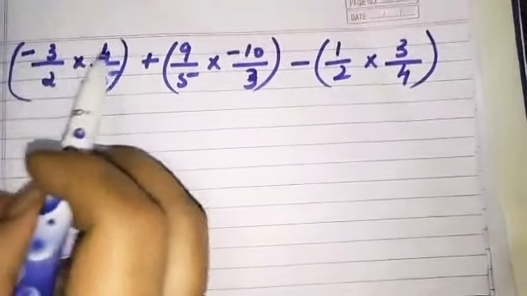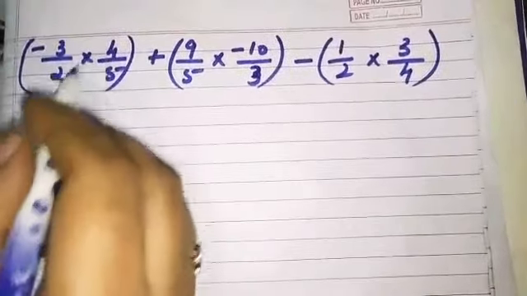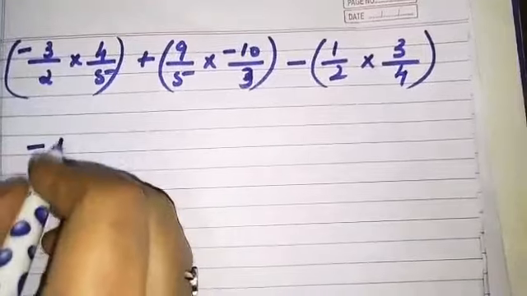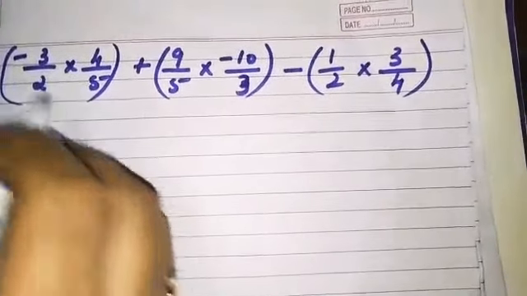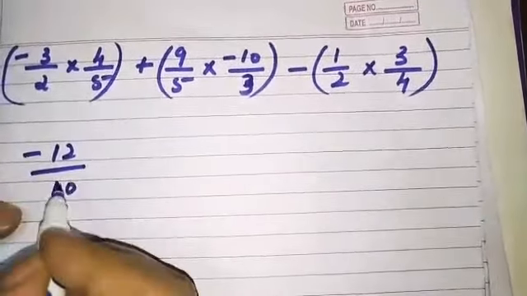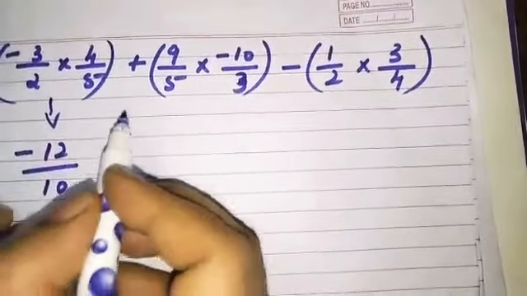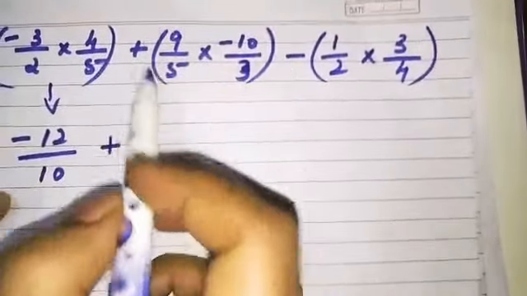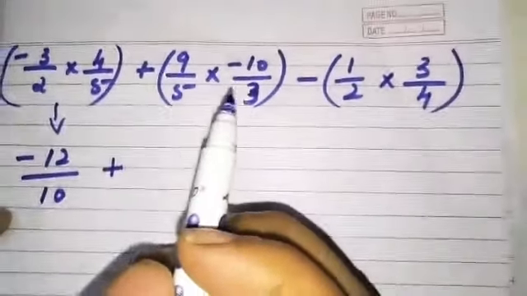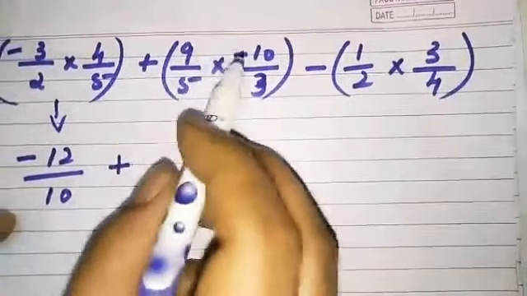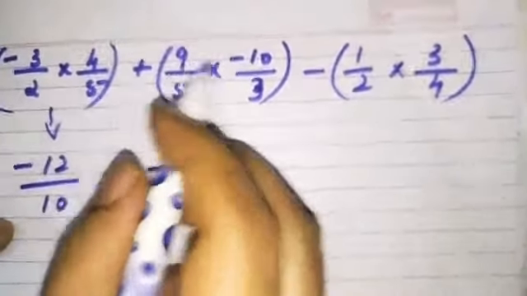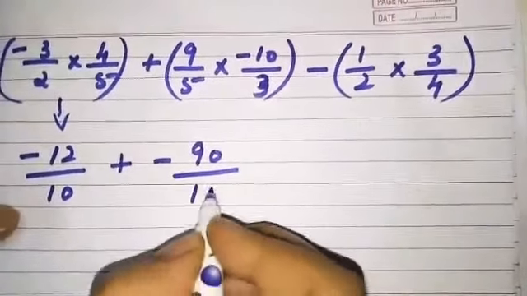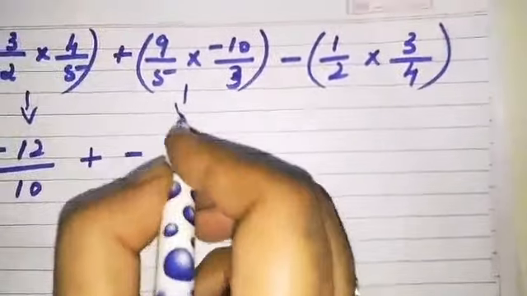Minus 3 into 4. Minus into plus gives me minus. 3 times 4 is 12, divided by 2 times 5 is 10. Okay, this is simplified. Now let's take this plus sign. Then let's solve the second set of rational numbers which are given in the bracket. Plus into minus is minus. 9 times 10 is 90, and 5 times 3 is 15. So this is also solved.